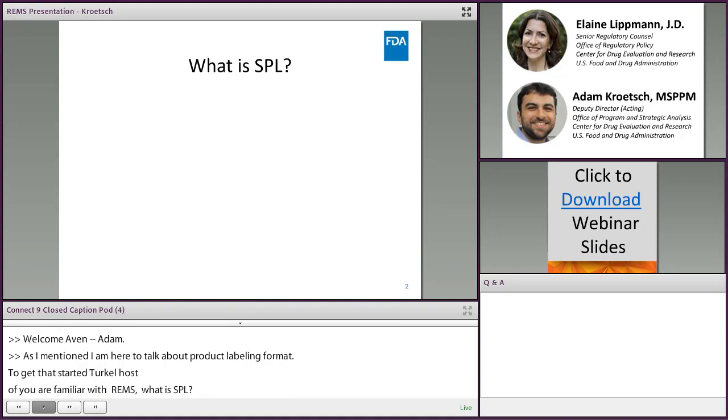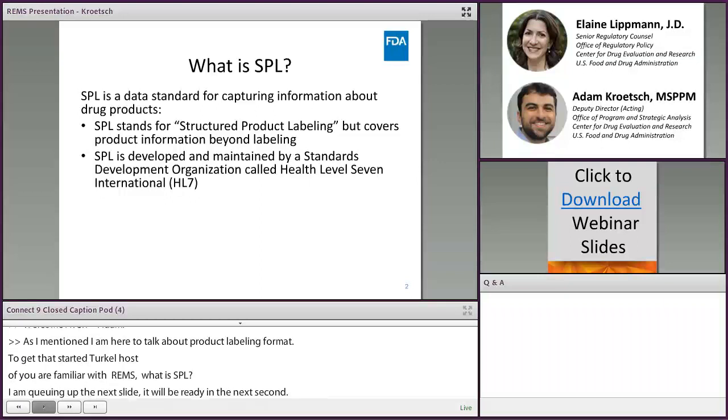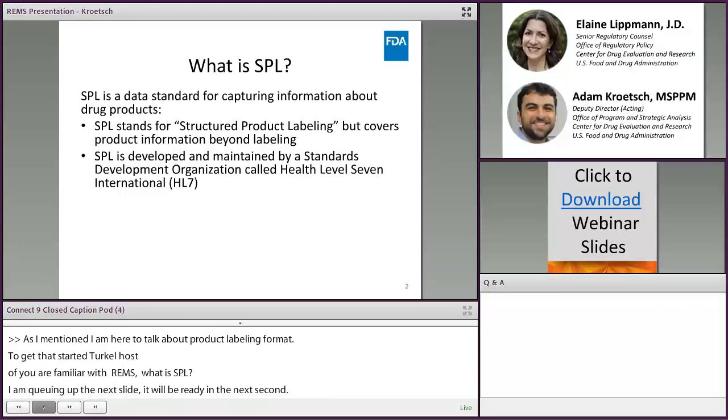All right, what is SPL? SPL is a data standard for capturing information about drug products, and it stands for Structured Product Labeling, but it actually covers a lot more than just labeling. For example, SPL is being used right now to register drug manufacturing facilities with the FDA, but the common thread is that it's used to capture information about drug products.